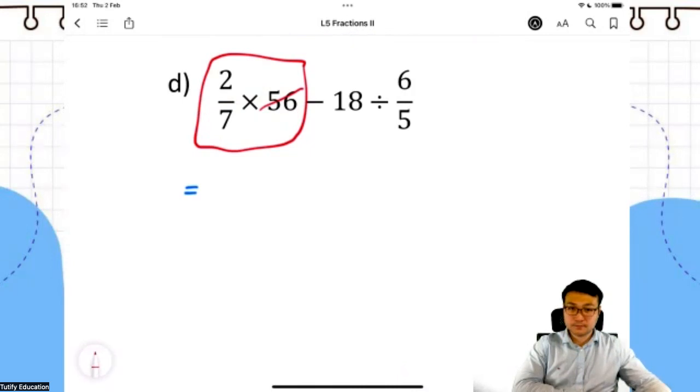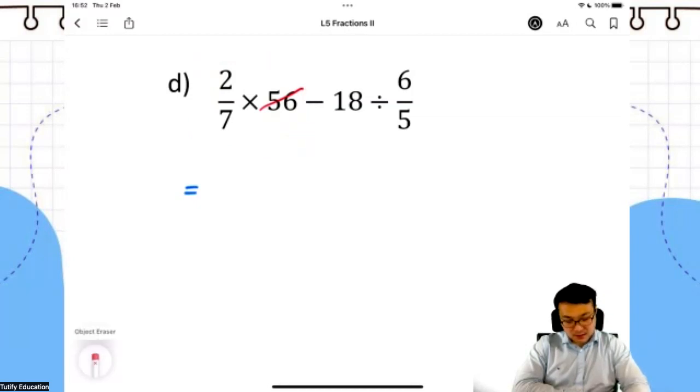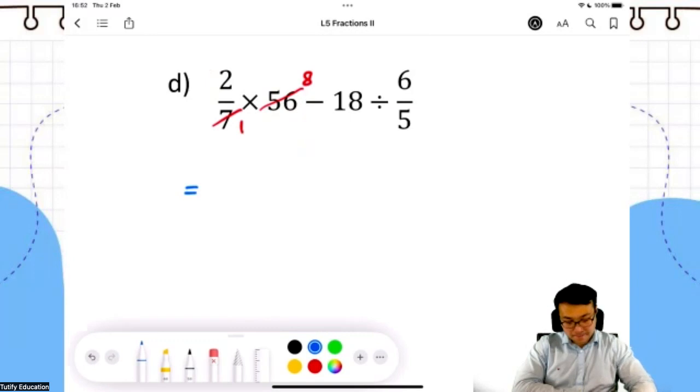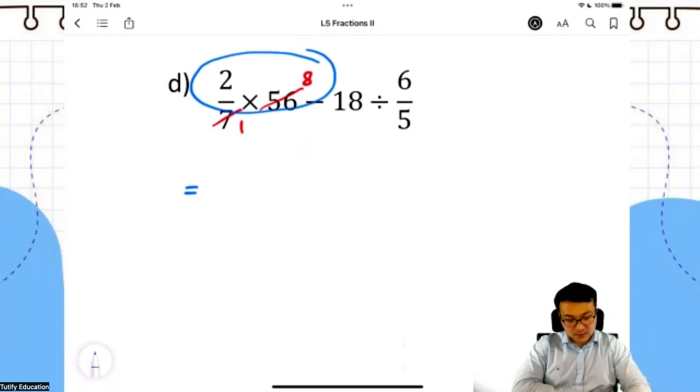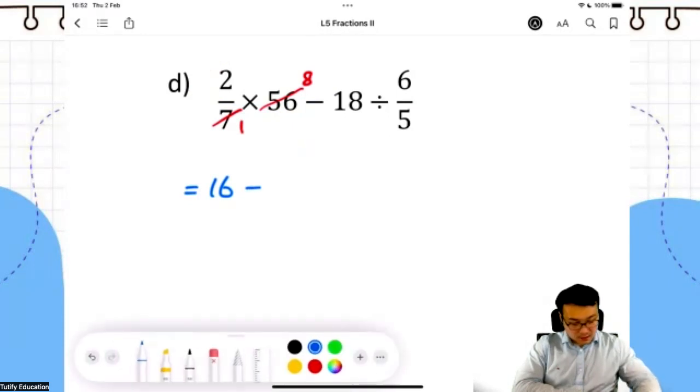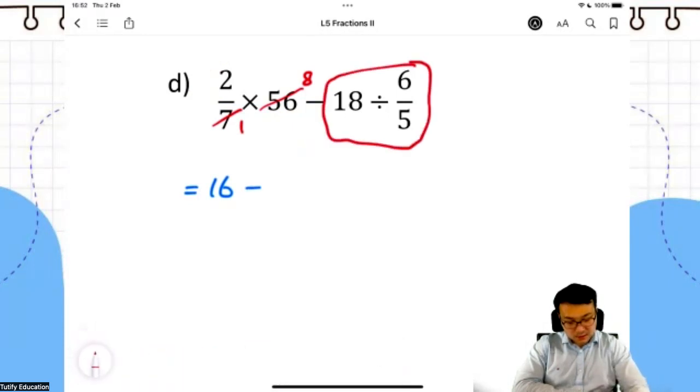Yeah, what is it? 7 times 8 is 56, correct. So 56 divided by 7 is 8. Okay, so 8. 7 divided by 7 is? 1. And what do you get? 2 times 8. Wait, what? 2 times what? You are left with these two, right? 16 minus. Okay, let's do this now.